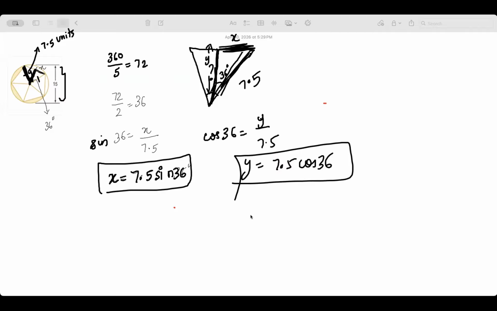Jaya, are you following? Yes, ma'am. 6.06 I got for y. Okay, others can check. Jaya told me x is 4.4. If that is the case, then we'll go ahead and find the area.